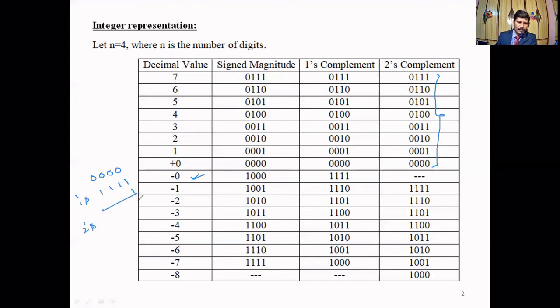That is 1 plus 1, 0, a carry. 1 plus 1, a 0, a carry. 1 plus 1, a 0, a carry. 1 plus 1, a 0, a carry. So discard this carry, and the answer is 0, 0, 0, 0 only. So for these two, the answer is 0, 0, 0, 0 only. That is the advantage of this. For plus 0 or minus 0, the answer is 0, 0, 0, 0 only.